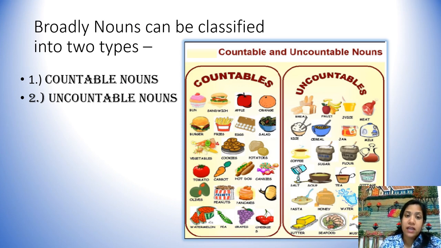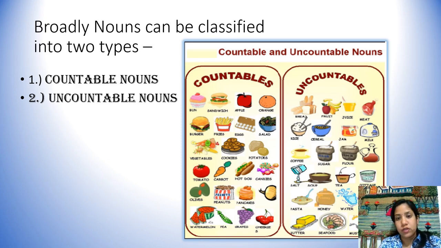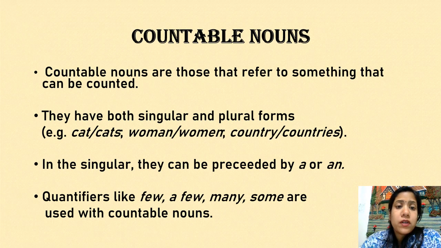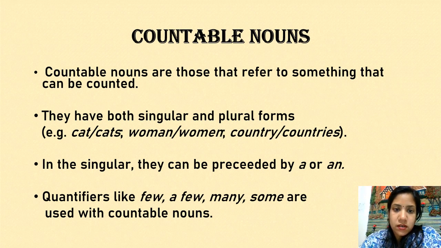Now broadly we can divide all the nouns into two different types. They are countable nouns and uncountable nouns. As the name suggests, countable nouns are the things which can be counted, and uncountable nouns are the things which we cannot count. First is countable nouns. Countable nouns are those that refer to things that can be counted. And these things have both singular as well as plural forms.